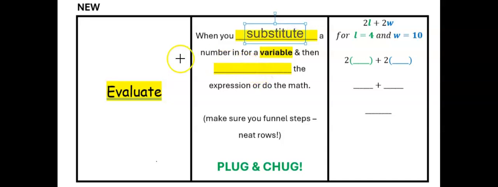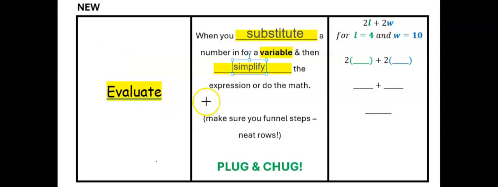And once you've substituted, it becomes just like what we've reviewed, order of operations. It becomes a numeric expression, and you just simply simplify the expression or do the math. And the key is that you follow order of operations, that you funnel your steps in neat rows.